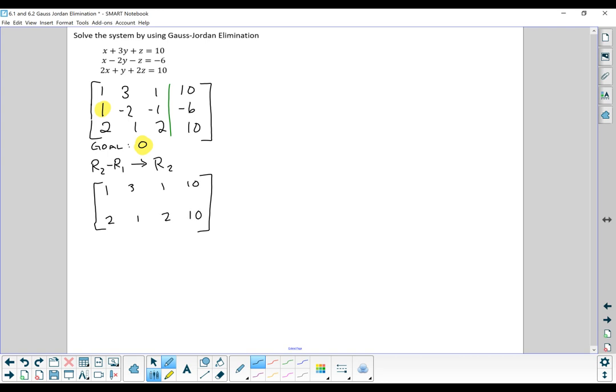So I'm going to go ahead and write row 1 and row 3. And now I can do my operation to get row 2. So I'm doing row 2 minus row 1. 1 minus 0 gives me 0. -2 minus 3 gives me -5. And -1 minus 1 gives me -2. -6 minus 10 gives me -16.